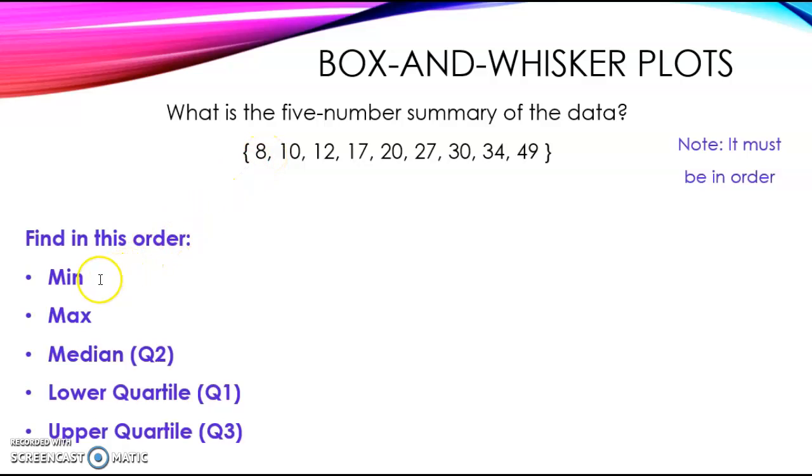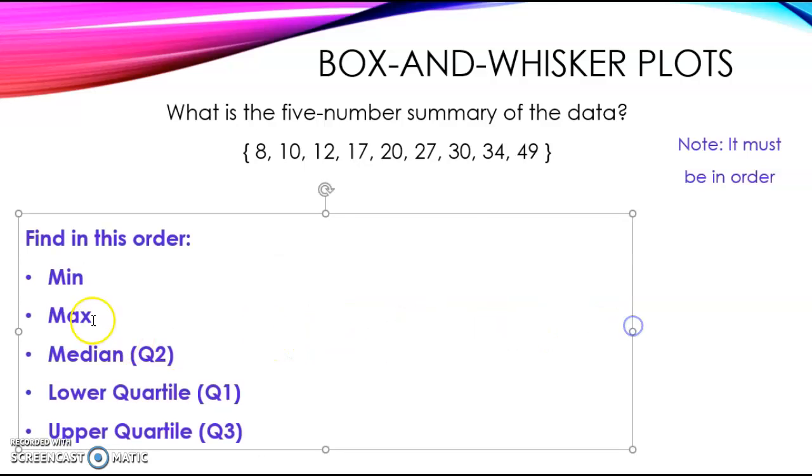And I would recommend finding your 5-number summary in the order that I have it listed on the left-hand side here. And so the first thing that you're going to want to find is the minimum. So the minimum, or the min as I have it written, is the smallest number in your data set. And so the smallest number is 8 in this case. And then the next one that is the easiest to see in your data set is the maximum, or the highest number, which is going to be 49.